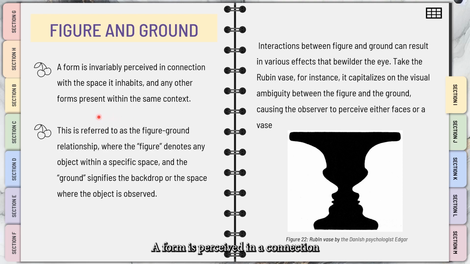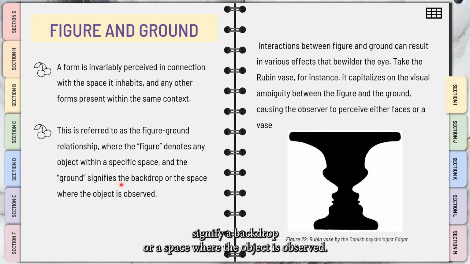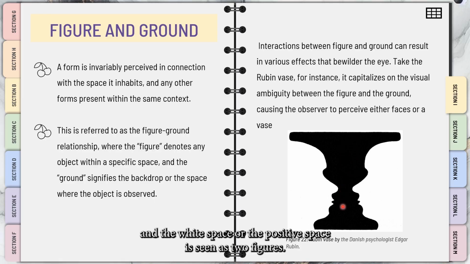A form is perceived in connection with the space that it inhabits, and any other forms present within the same context. It is referred to as the figure and ground relationship, where the figure denotes any object within a specific space, and the ground signifies a backdrop or space where the object is observed. A great example of this is the Rubin vase, seen in figure 22. The negative space is the vase, and the white space, or the positive space, is seen as two figures.